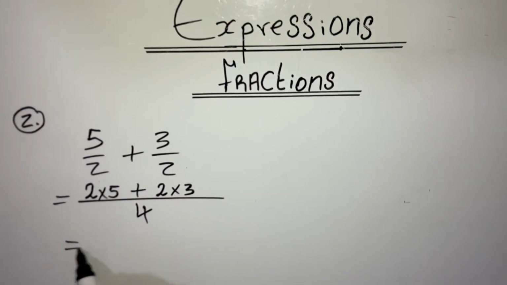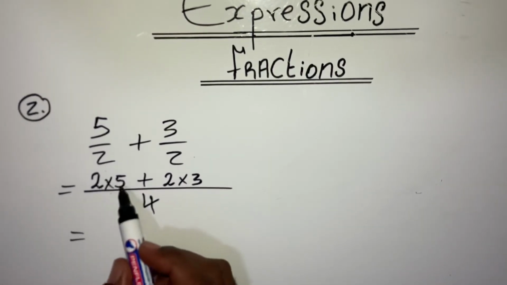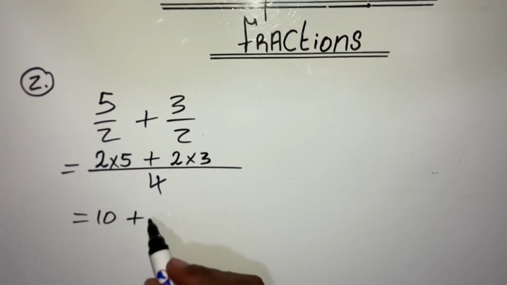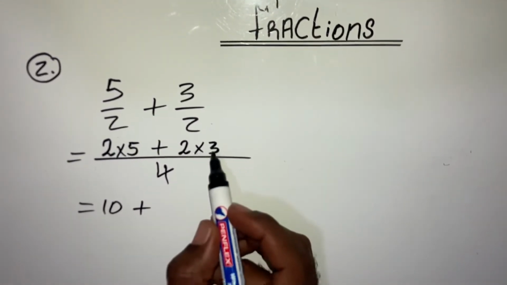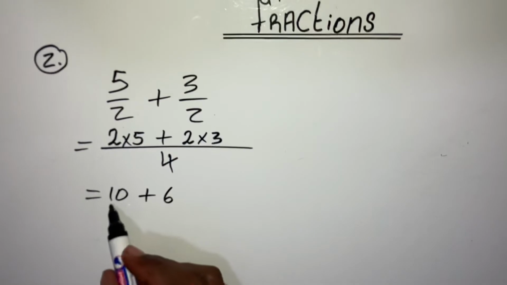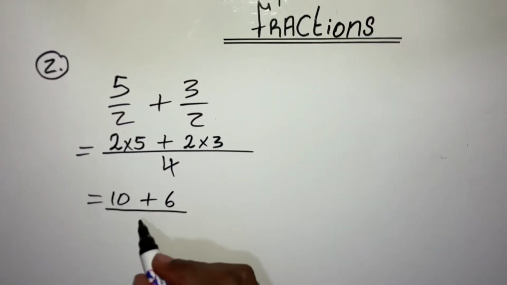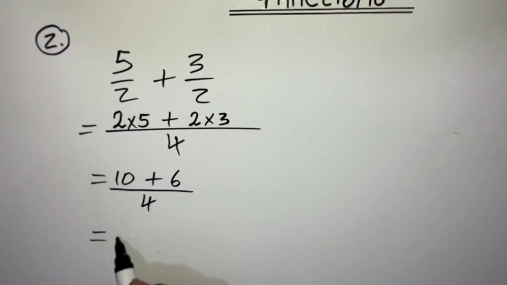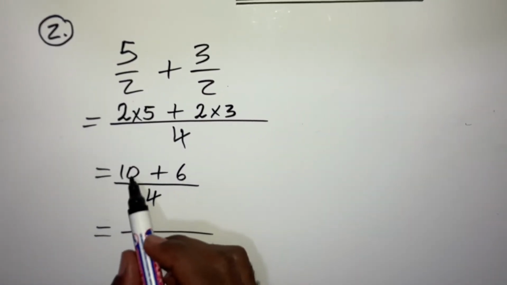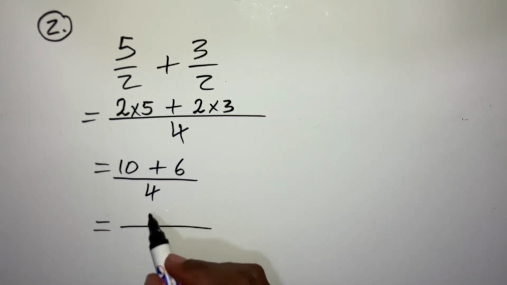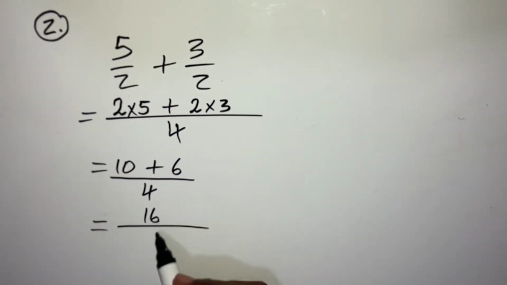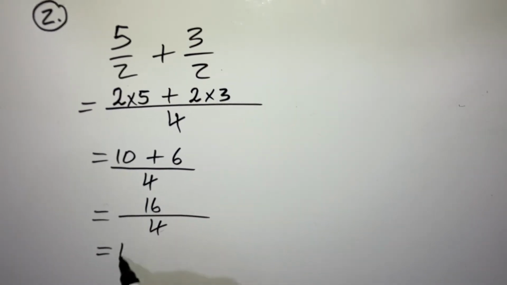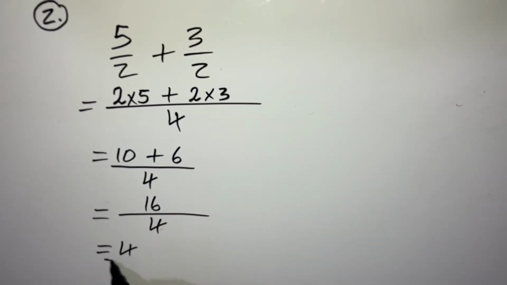Then we continue to multiply: 2 times 5, we get 10, plus 2 times 3, we get 6. Then divide by 4. Then we continue to add 10 plus 6. We get 16 divided by 4, and 16 divided by 4, our answer is 4.